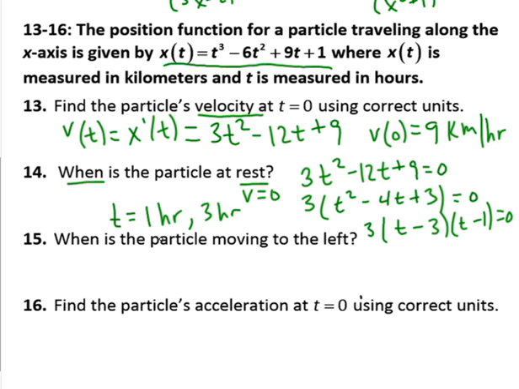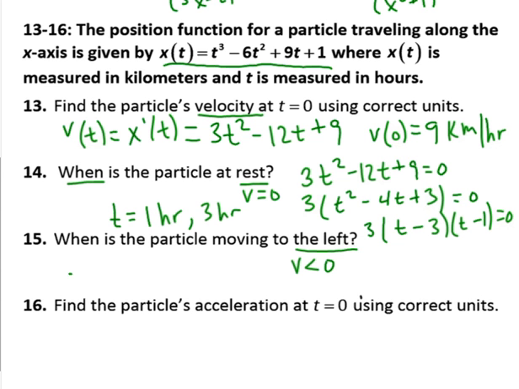Okay, next is, when is the particle moving to the left? Since this particle is only moving along the x-axis, it's only moving left and right. So if it's moving to the left, that means its velocity is negative. So our velocity is less than 0. So we want to know when the velocity is less than 0. Well, we already know when the velocity is equal to 0.